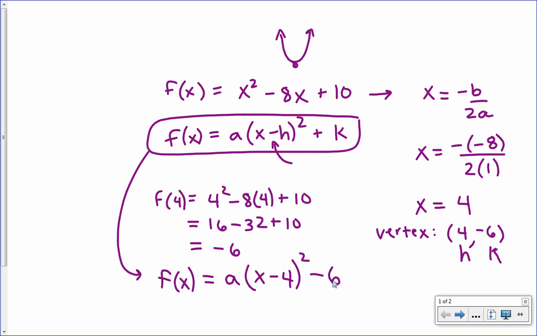And the only thing that remains to find out is what a is. Well, the nice thing about standard form and vertex form is that they have the same a value. So if the standard form has a 1 in front of your x squared, then your vertex form equation also has a 1 as the a value. And so the final result for writing this function in vertex form is f of x equals (x minus 4) squared minus 6. And that is all.